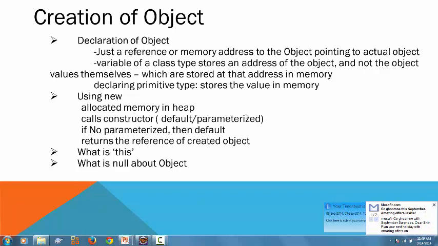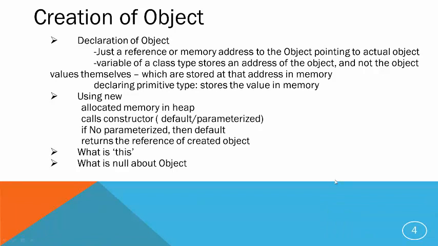Okay? Then we will talk about this. This basically denotes the current object. If I say this, it means that the current instance of the object is called this.